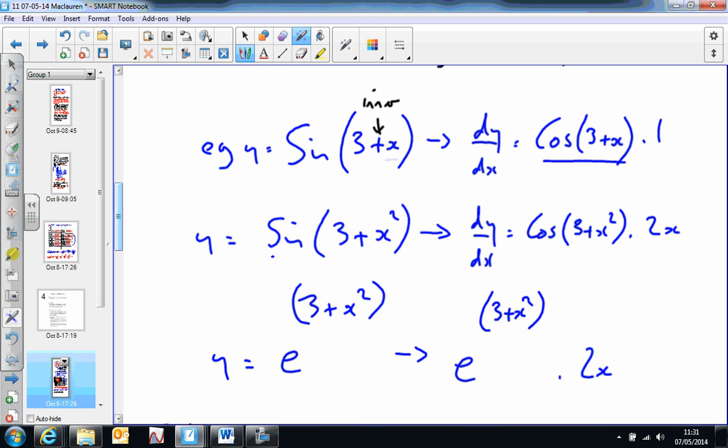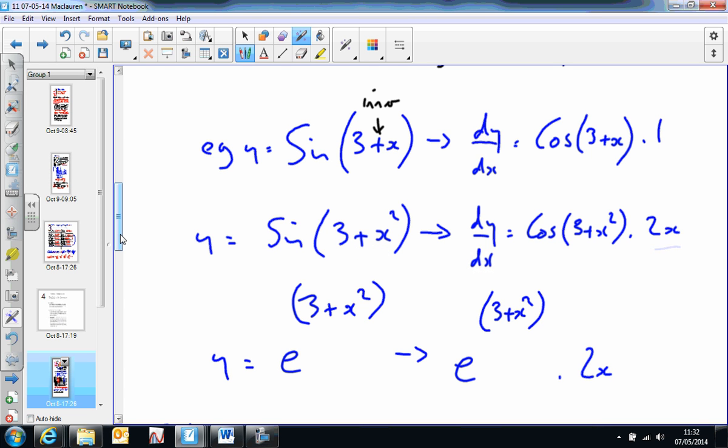Differential of this one, you ignore the inner function, chain rule. Differential of sine is cos, so it's cos of 3 plus x squared, and then you multiply that by the differential of the inner function, which is just 2x. So that's where the 2x comes from. And you might need to review the chain rule so you can use this properly.